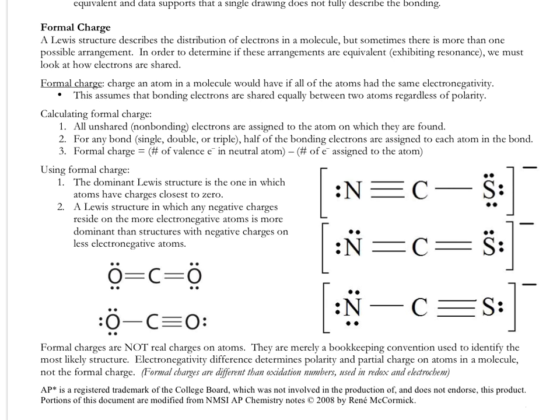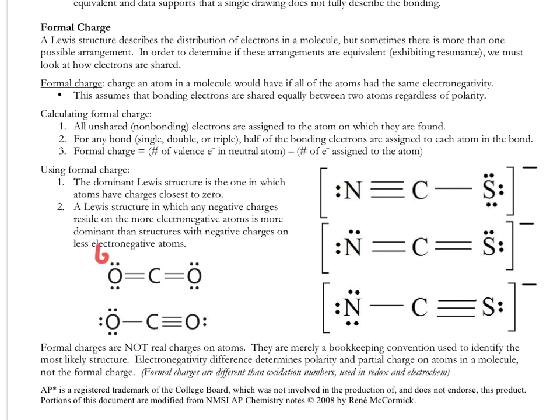So as we look at CO2, the oxygen on the left has 1, 2, 3, 4 of its own electrons. We split the bond, so it's got 1, 2, 3, 4, and then 5, 6. So it has 6 electrons. That's how many we would assign to it.